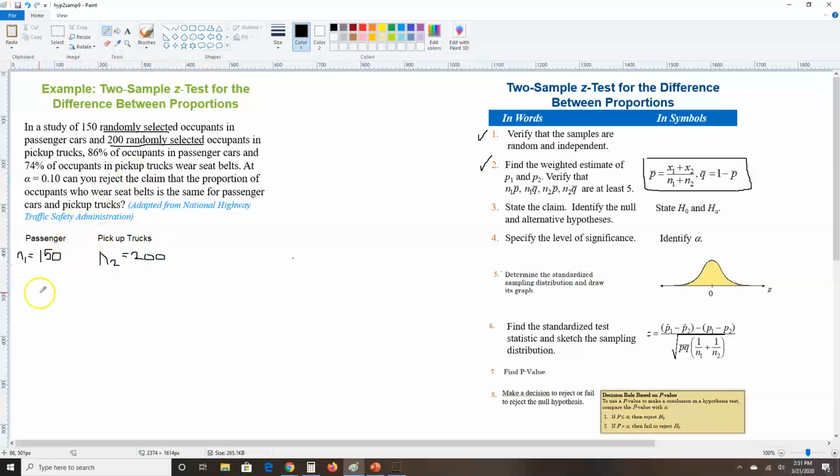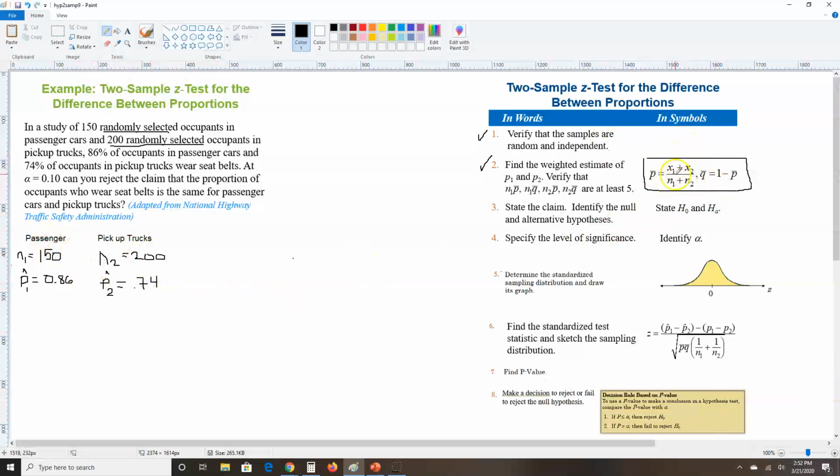And that's one of the first things I know. What else do I know about the passenger cars? I know something called P hat, the percentage of this sample of the people who were wearing a seatbelt, and it's 0.86. See, 86% in passenger cars. By the way, this is P hat 1. And I also know the percentage of this sample of the 200, P hat 2. What percentage of these 200 was wearing a seatbelt? 74%. So this will be 0.74. As you can see in the formula, I have N1 and N2. I have that information here.